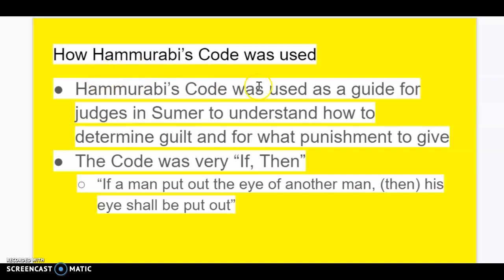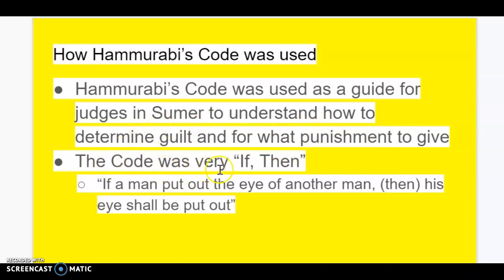But Hammurabi's Code is used generally as a guide, the way it reads, and we'll read some of it right now and a little bit more during this presentation. So again, remember, it's really like a guide that the monarch, our king Hammurabi, gives the judges in Sumer, so they can understand how to determine who wins and loses a lawsuit, or who's guilty and not guilty, and then what consequence or punishment to give.